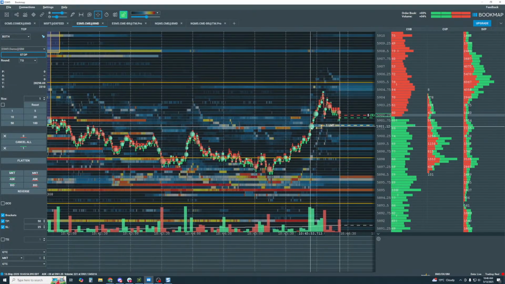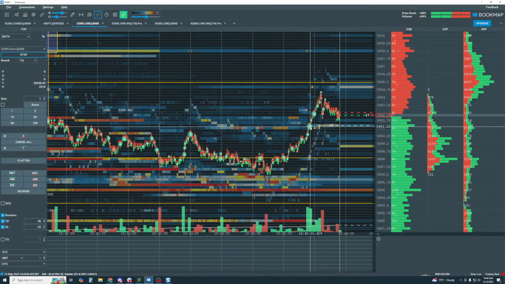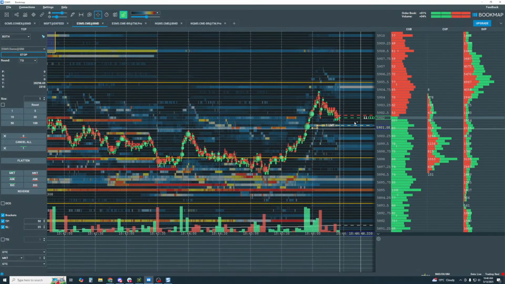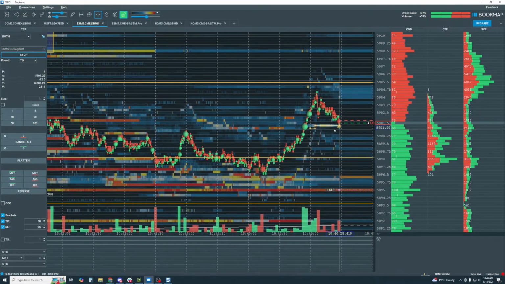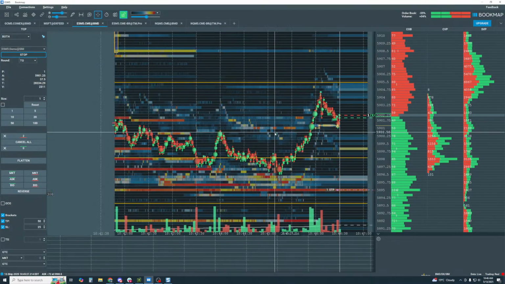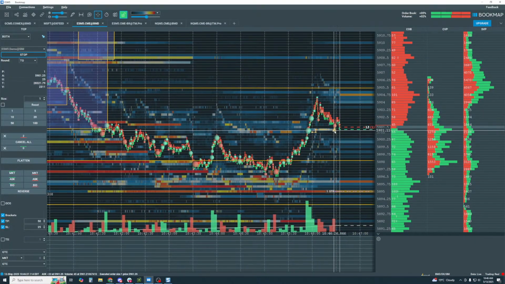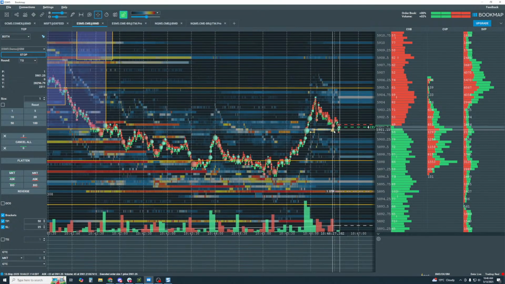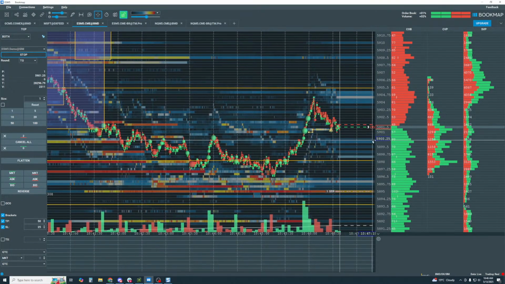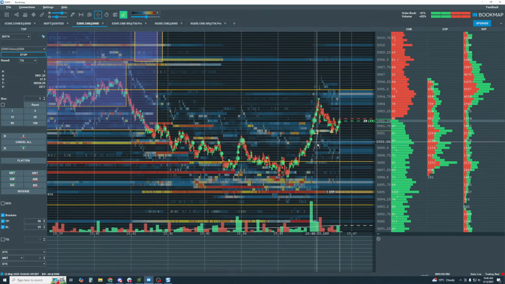And this is where it broke from. We see the high volume node here, so we're looking for a pullback. Okay, so we're filled now. So now this was with a limit buy order. Okay, now there's risk with that, as we covered in the video.